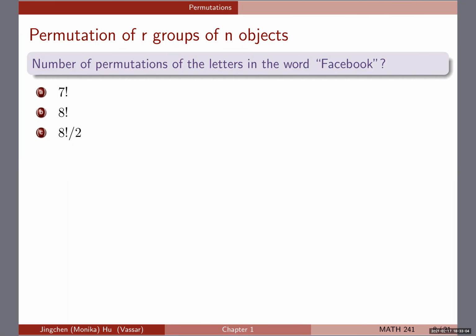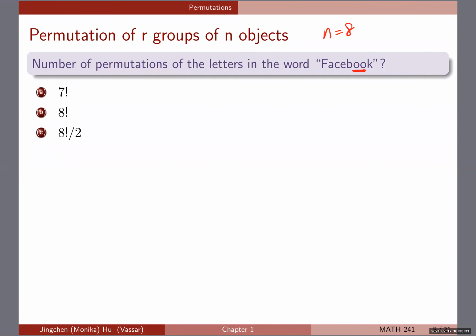However, if we count, there are 8 letters in Facebook, so n equals 8. But you notice there are 2 O's. They're not distinct anymore. So immediately you might think that I might not be able to use what we know already, n factorial, directly. So if we look at that, 8 factorial will be wrong. But how can we figure out the number of permutations in this case?